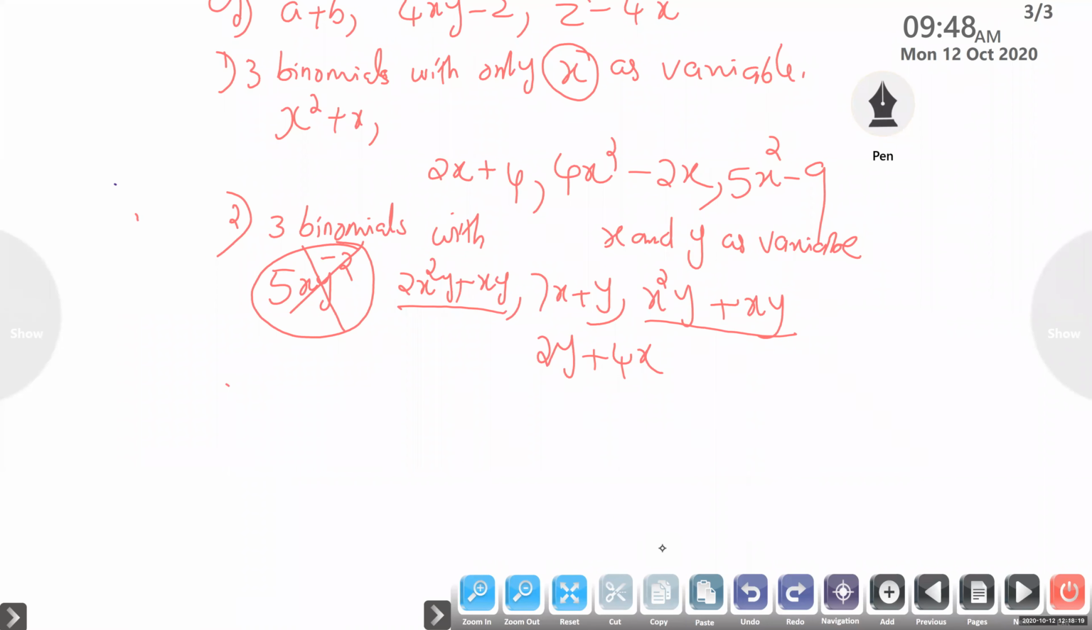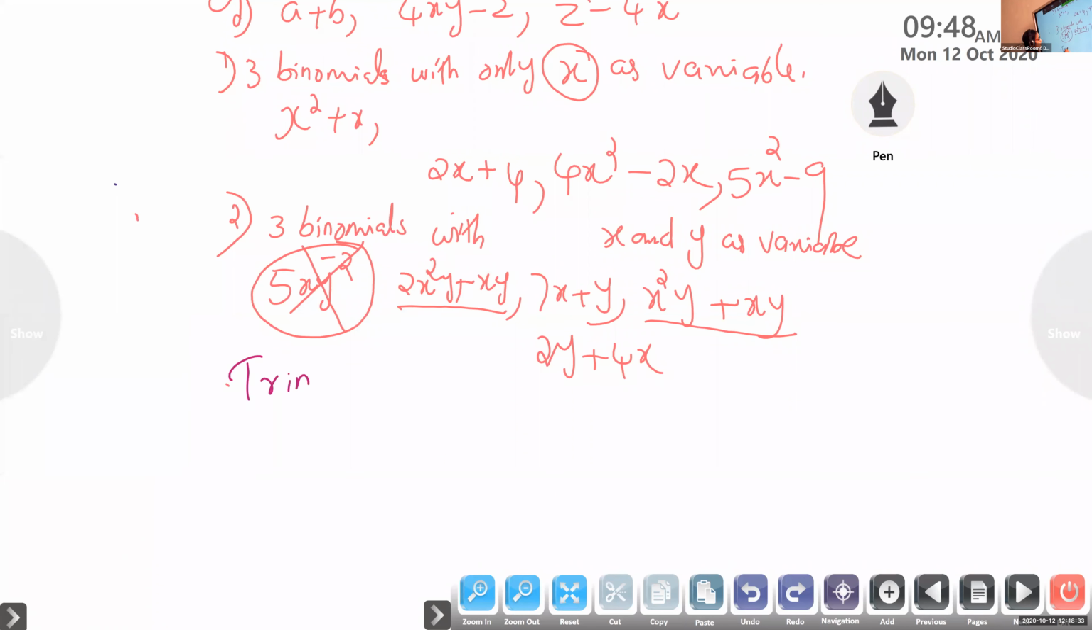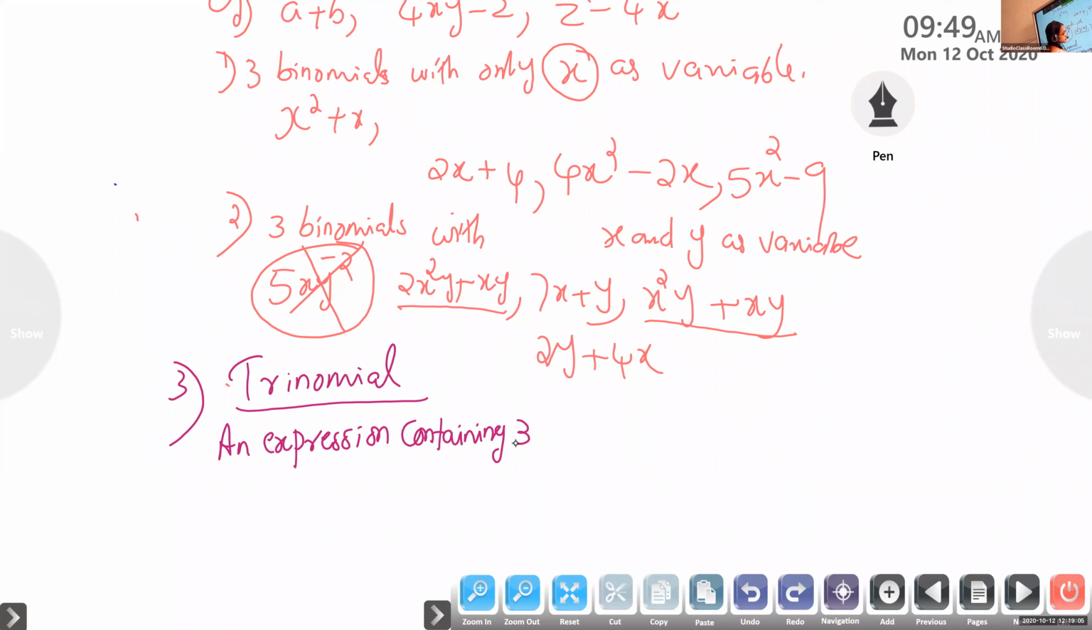Correct. Okay. Next is trinomial. Monomial, binomial, polynomial. Next is trinomial. An expression containing three terms is called a trinomial.